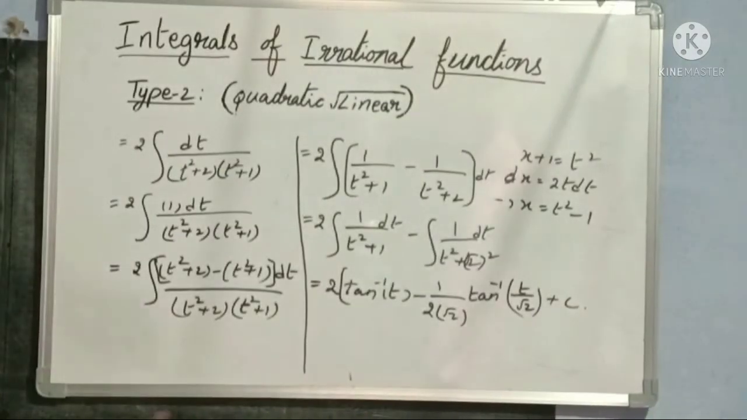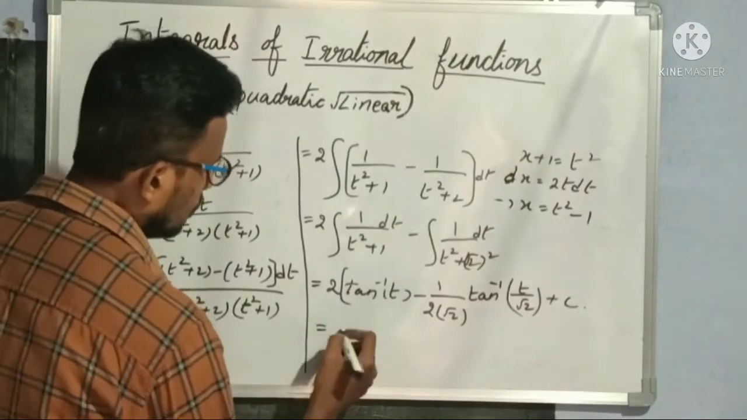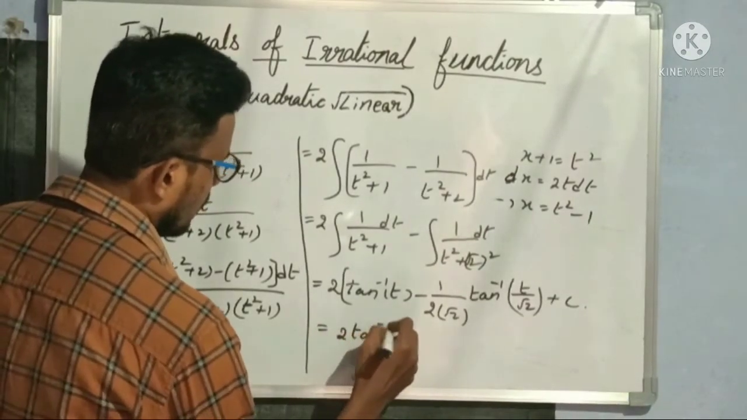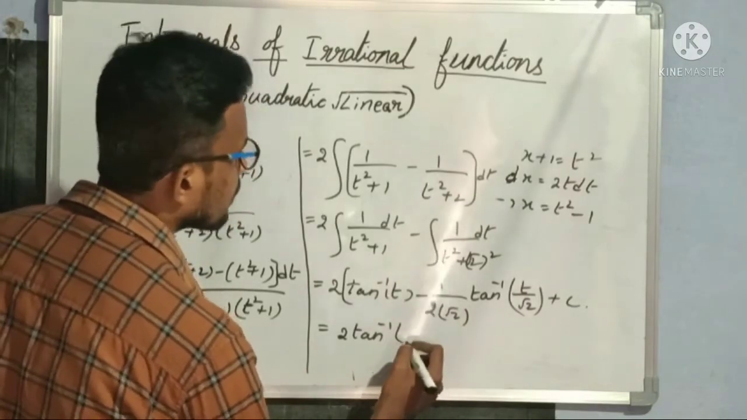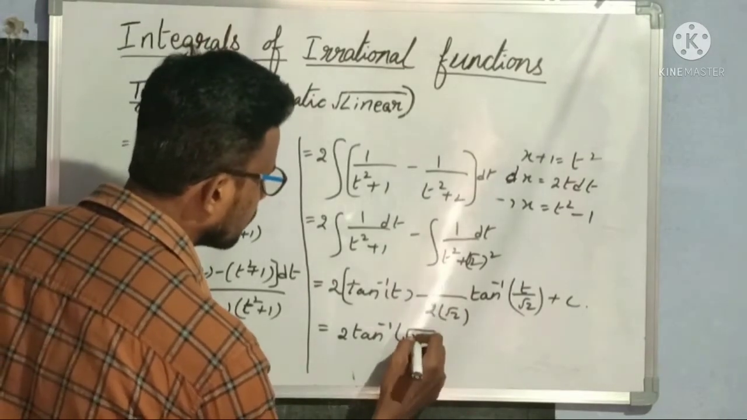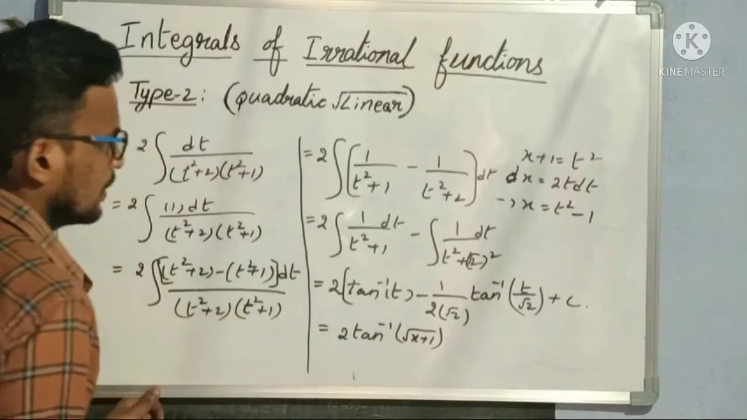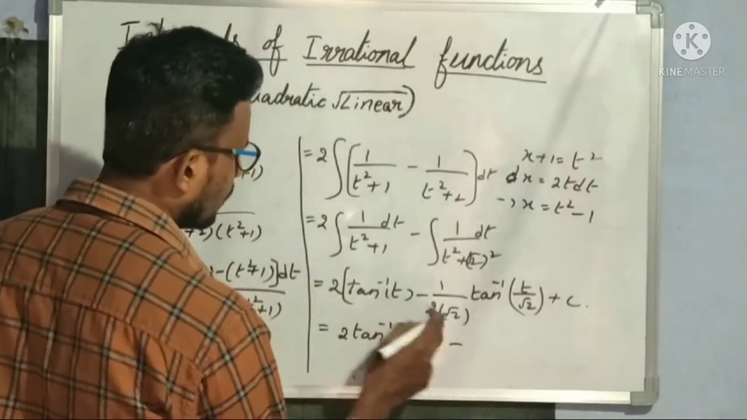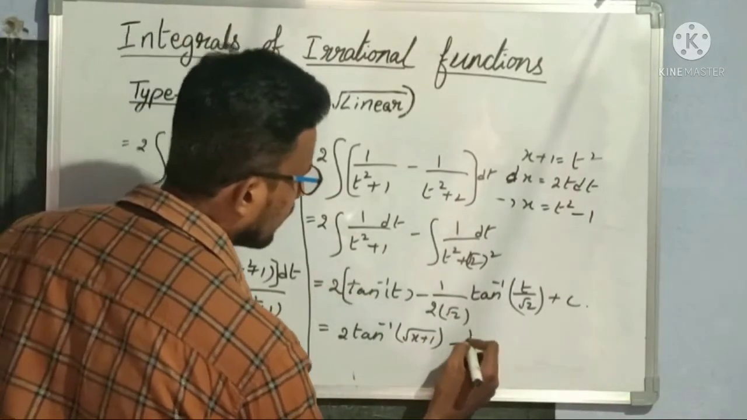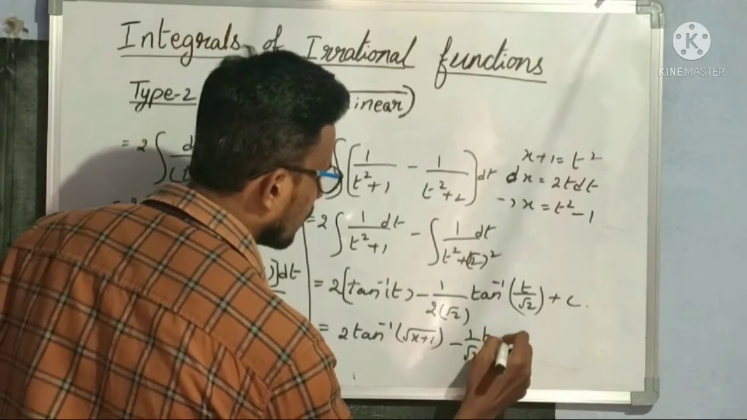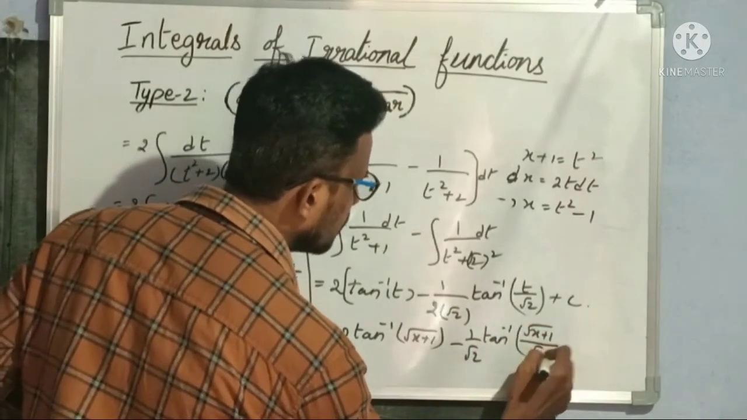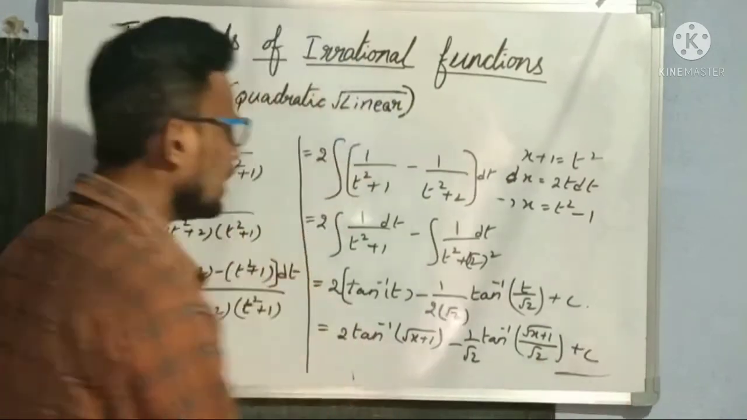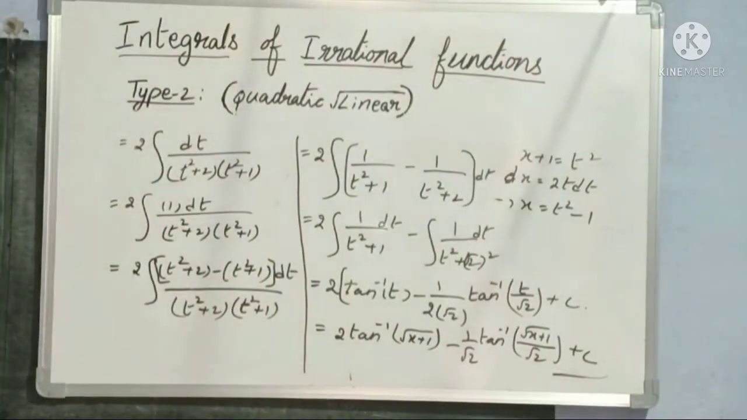Now let us substitute the value of t. So 2 tan inverse of t, where t is root of x plus 1, so 2 tan inverse of root of x plus 1, minus, now if I take 2 into 1 by root 2, 2 gets cancelled, so it is root 2 tan inverse of root of x plus 1 by root 2, plus c. This is my answer. Understood everybody?